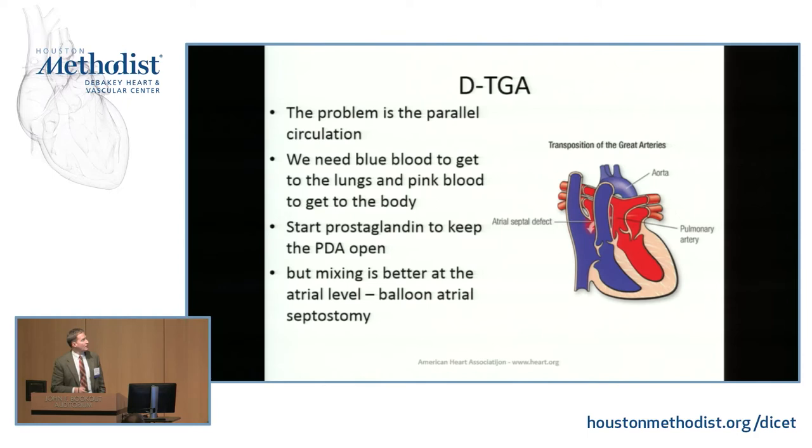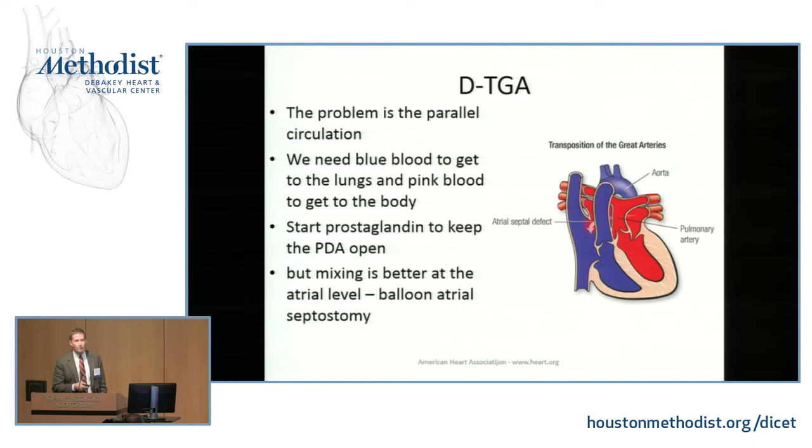We need to figure out how to get some of the blue blood to the lungs, some of the pink blood to the body. We can put them on prostaglandin, open up a ductus arteriosus up here. That's going to be a really good place for blue blood in the aorta to go across into the pulmonary arteries, because the aorta is going to be a higher resistance circulation. It's not going to be a really good place for the opposite. It's not going to be a real good place for pink blood here to shunt across the ductus into the aorta. Atrial septum is a really good place for that.